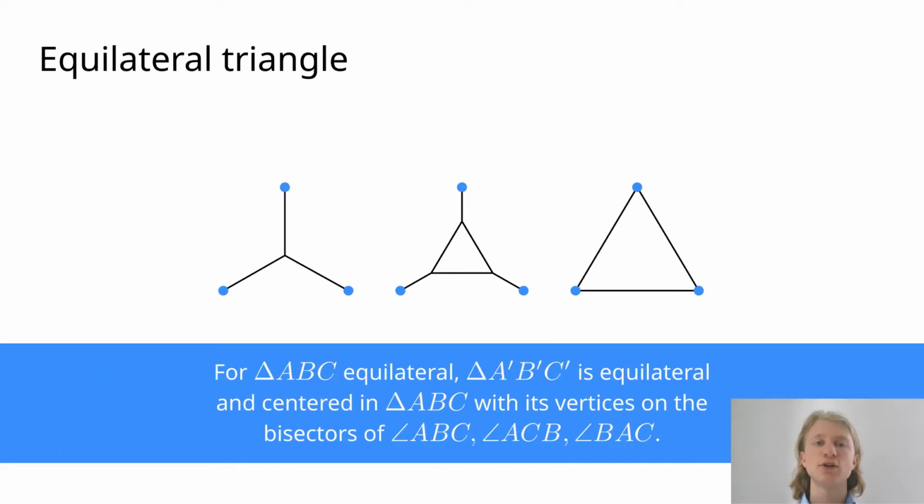Thus, as for an equilateral triangle the Fermat point and the dilation center coincide, we conclude that for the given point set forming an equilateral triangle, the inner triangle is equilateral and centered in the outer triangle, with its vertices on the bisectors of the angles of the outer triangle. From simple geometric analysis, one can then determine the exact location of these Steiner points.